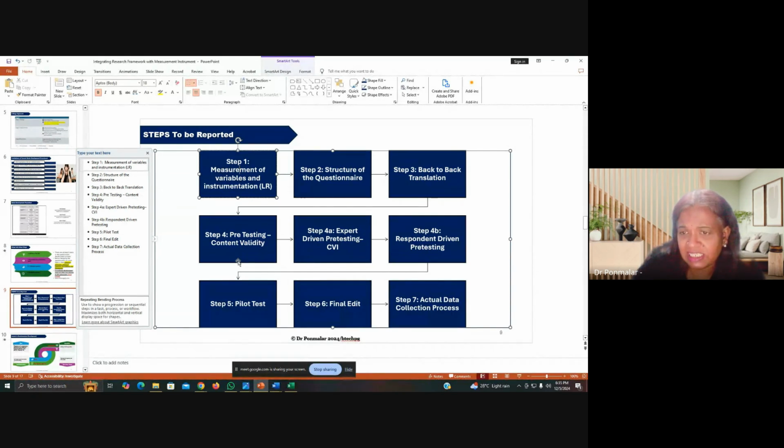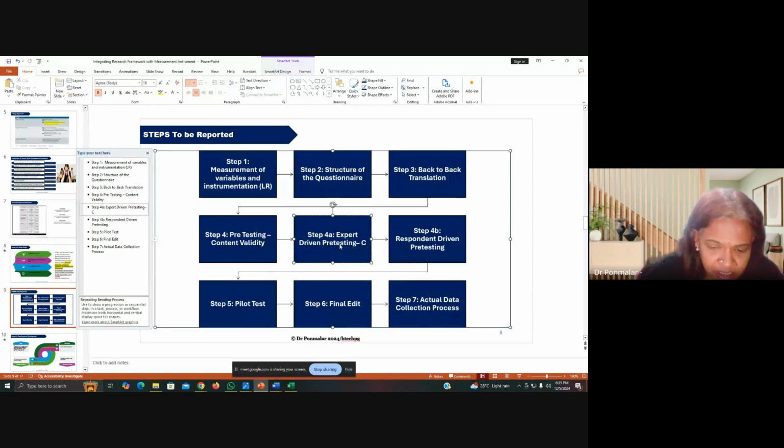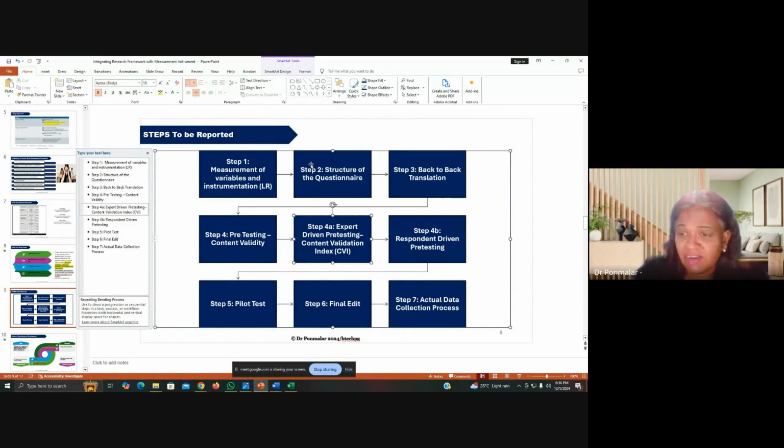Content validity testing has 2 types of testing. One, we call it expert-driven pre-testing, where you use the content validation index, we call this CVI. Not many people are doing this, but it's very, very good if you do it. Some of you do expert review, but you just ask questions.